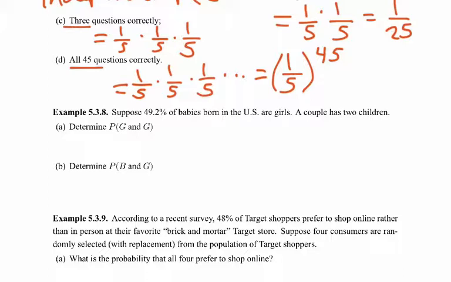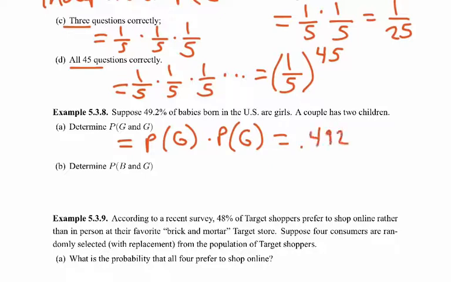Determine the probability of selecting a couple with 2 children. Determine the probability they both are girls. Are those independent events? Does the gender of the first baby have anything to do with the gender of the second? No, it would not. So this would just be the probability of the first being a girl times the probability of the second being a girl. Using this empirical probability, that would be 0.492, changing the percentage to a decimal by moving the decimal over 2 spots, times 0.492 again. I don't have a calculator with me, but whatever that is, that would be our probability of both being a girl.